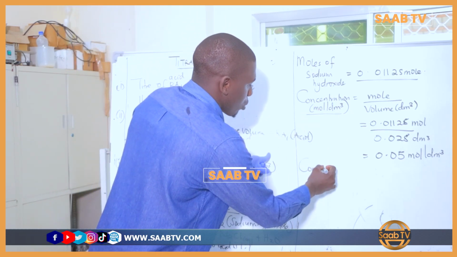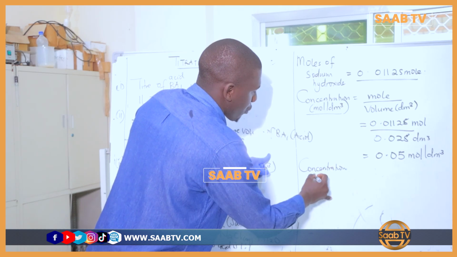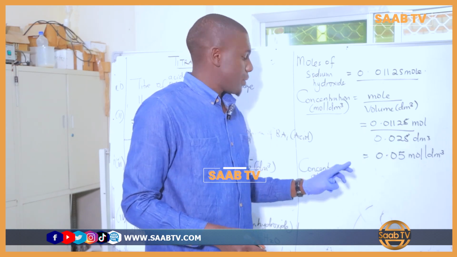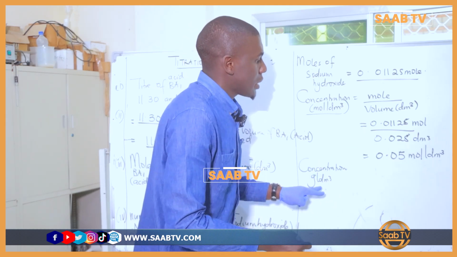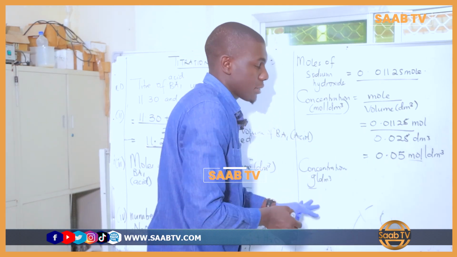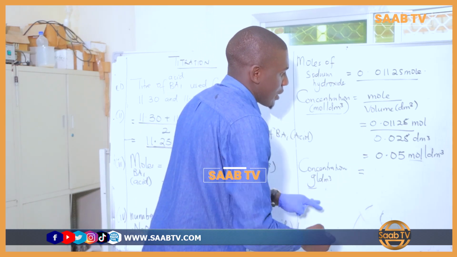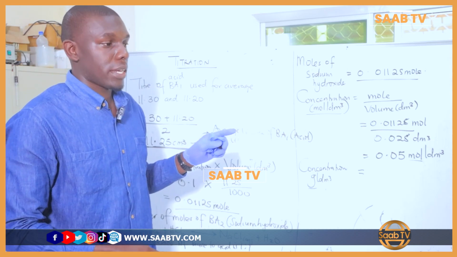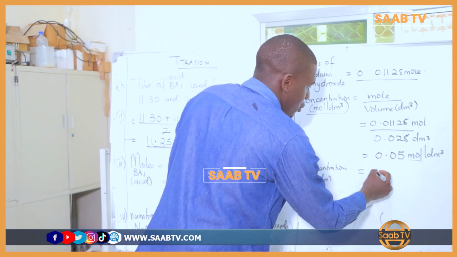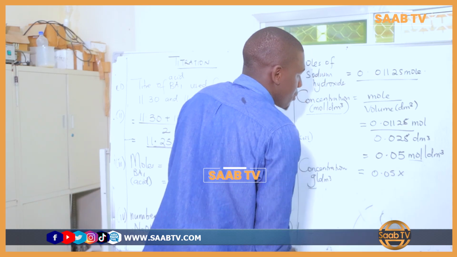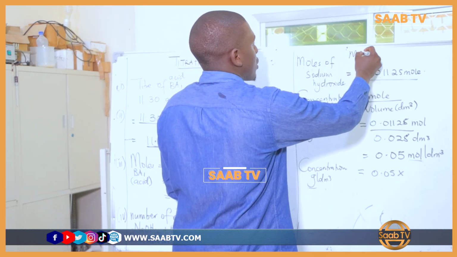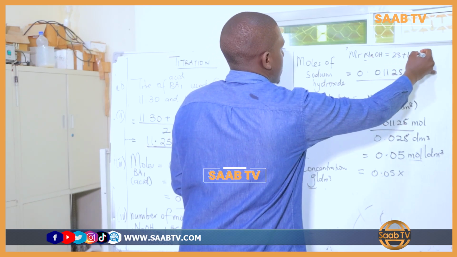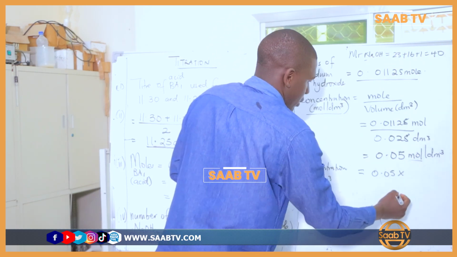Now we are supposed to get also the concentration in grams per decimeter cubed. If you have the concentration in moles per decimeter cubed, the one in grams per decimeter cubed is like changing moles to mass. How do we change moles to mass? You multiply by the relative formula mass. Is that clear? Of sodium hydroxide. So we have 0.05 times, what is the relative formula mass of sodium hydroxide? 40, this is 23 plus 16 plus 1 is equal to 40.